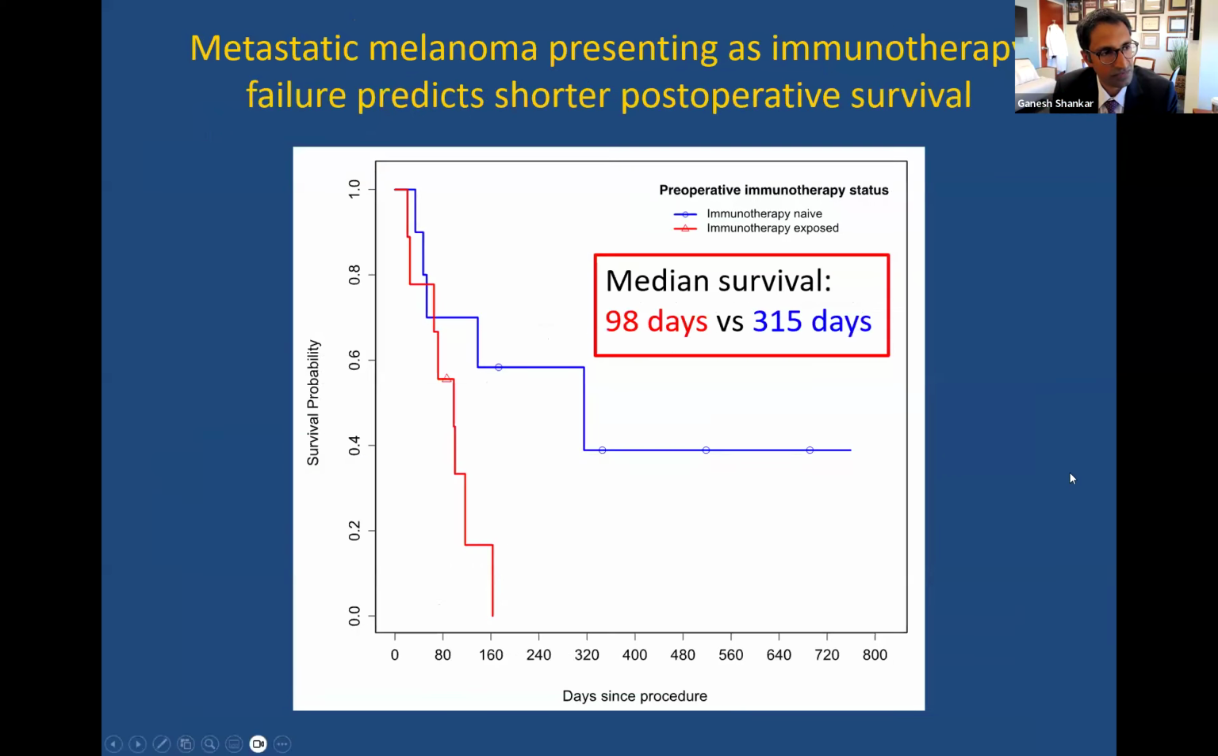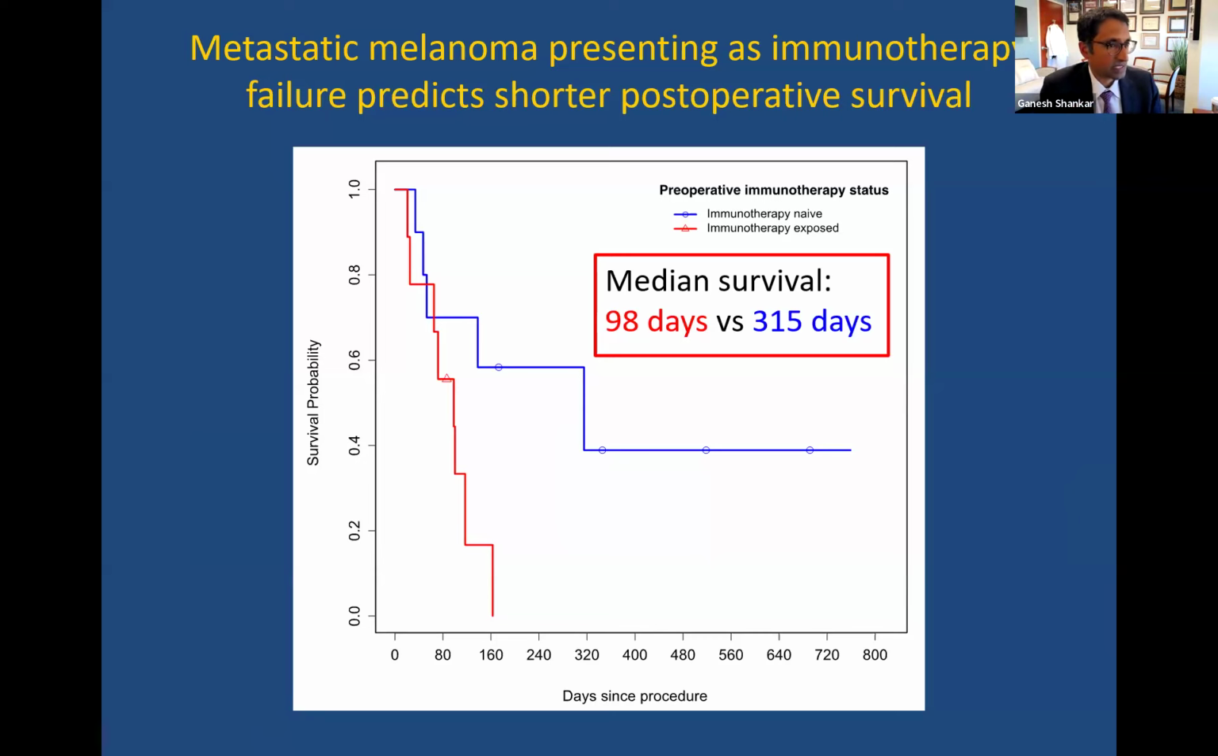So there was a very different expectation in terms of prognosis for patients who are presenting with metastatic disease from melanoma to the spine. And so what we found in our own cohort here is that for patients who presented with metastatic melanoma to the spine, who presented as an immunotherapy failure, as shown in red, they had an overall survival of 98 days.